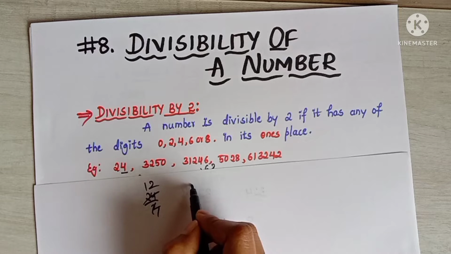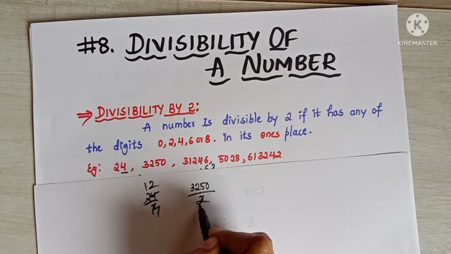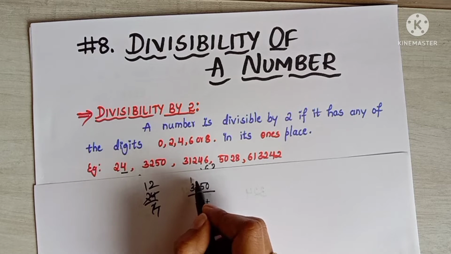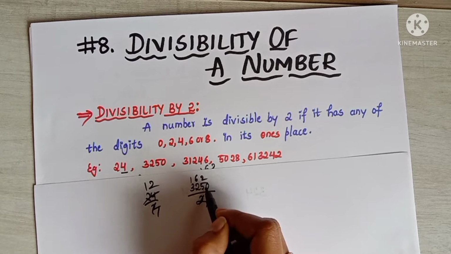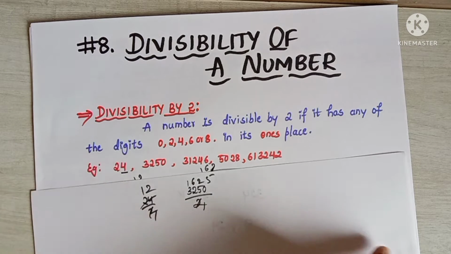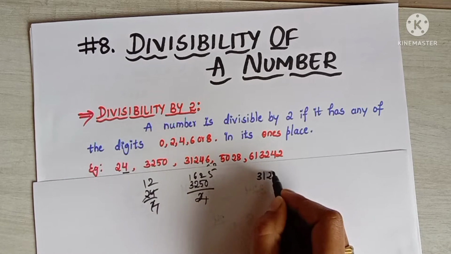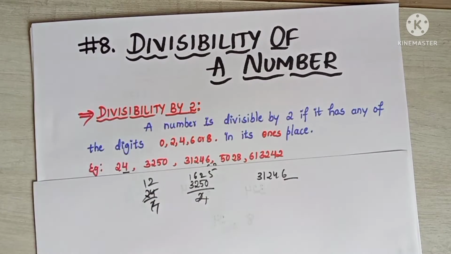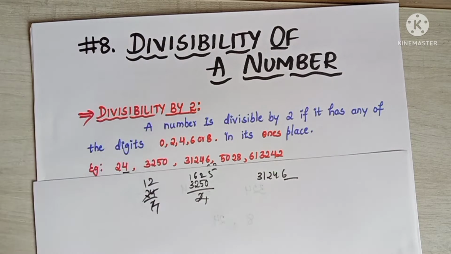Let us see whether it is divisible by 2 or not. 2 ones are 2, 2 ones are 2, carry 1. This will be 12, 2 sixes are 12. 2 fours are 8, carry 1. This will be 10, therefore it is 2 fives are 10. So this number is also divisible by 2. Let us take a 5 digit number, that is 31246. In the ones place we have 6. It means that it is also divisible by 2.